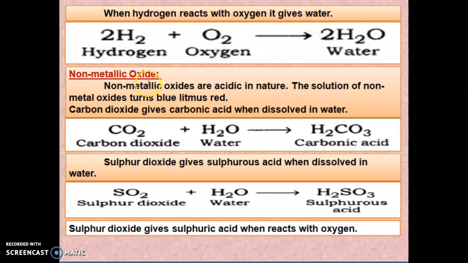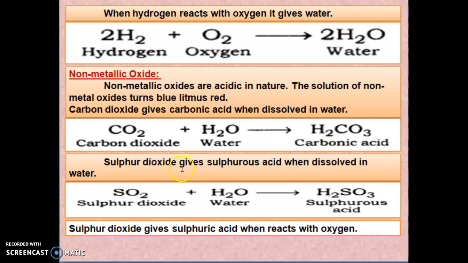Non-metallic oxides are acidic in nature. The solution of a non-metallic oxide turns blue litmus paper red. We have seen both metallic oxides as well as non-metallic oxides in a previous video. Carbon dioxide gives carbonic acid when dissolved in water. So CO2 plus H2O gives H2CO3. This is the formula of carbonic acid.